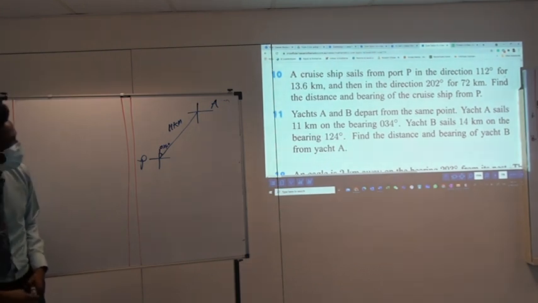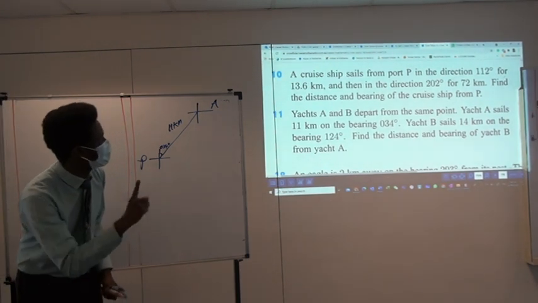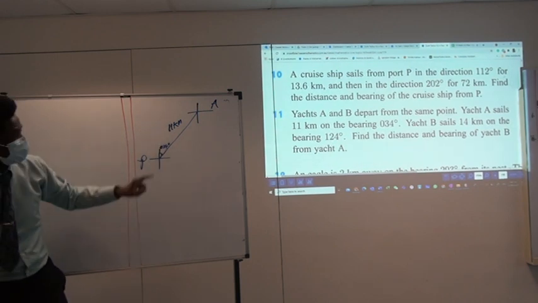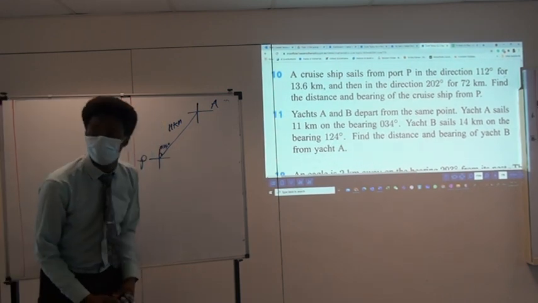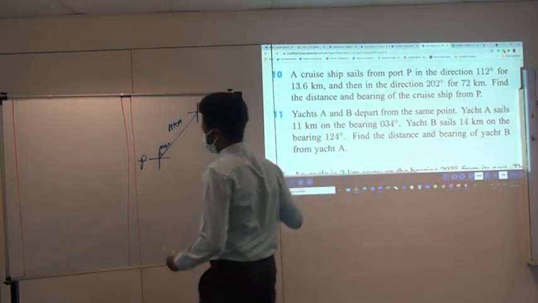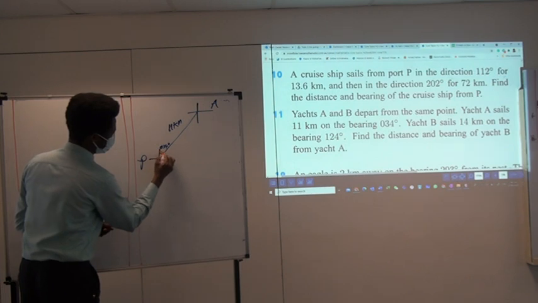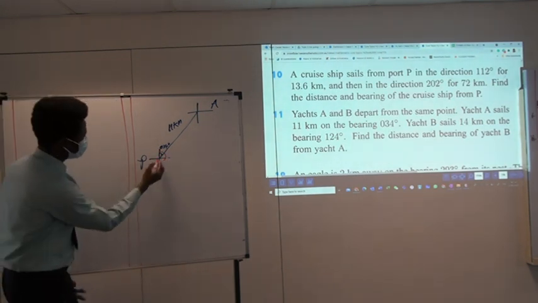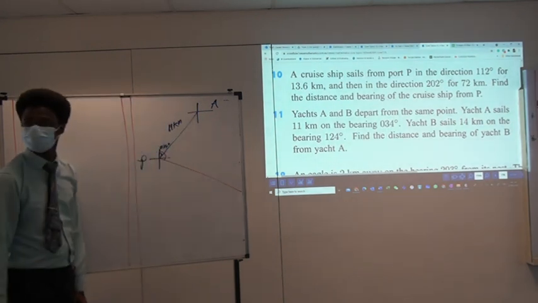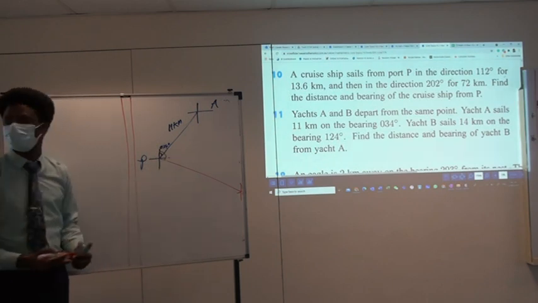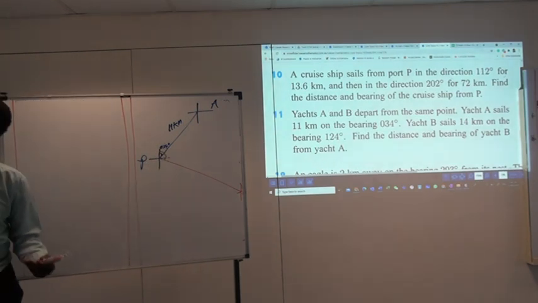Understand? Yacht B sails 14 kilometers, so that is expected to be longer than this. 14 kilometers on a bearing of 124, from the same port, remember? They depart from the same port. So B, 124, like this. And the line is expected to be longer. So my yacht B will be here. Oh, now I have a better idea what my picture will look like. Then I draw the actual drawing.